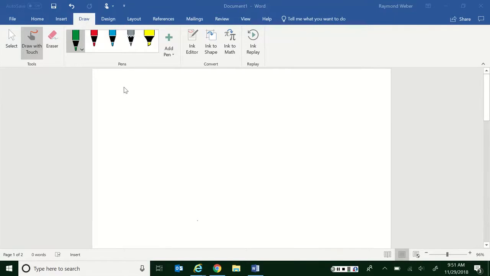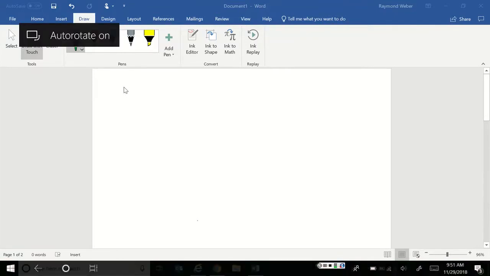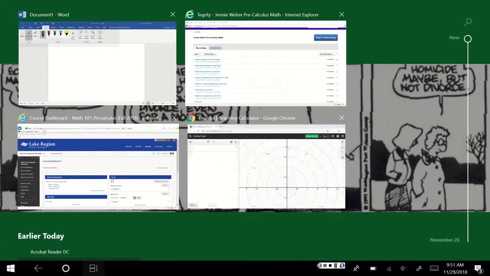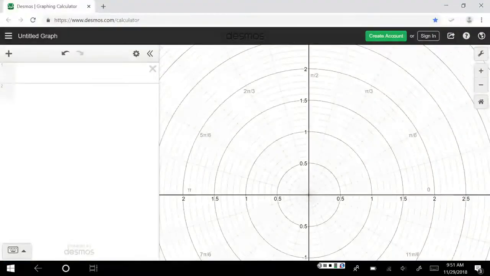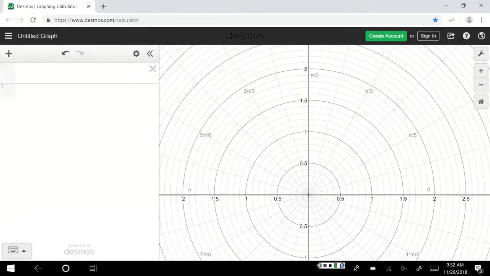Okay, I want to go over how to graph a polar coordinate. Now, what I want to talk about first is how you graph a polar coordinate. And so I've got this up on Desmos. I'm going to graph it by hand, but I want you to understand the circular nature.